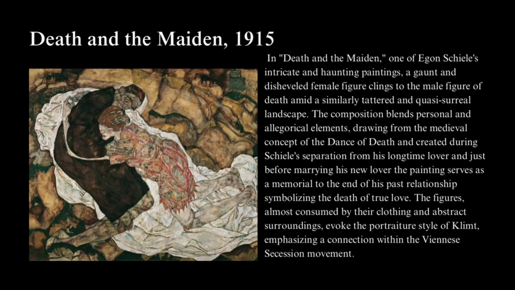The painting serves as a memorial to the end of his past relationship and symbolizes the death of his true love. The figures are almost consumed by their clothing and the abstract surroundings, and this evokes the portraiture style of Gustav Klimt, emphasizing Schiele's former connection within the Viennese Secession movement.